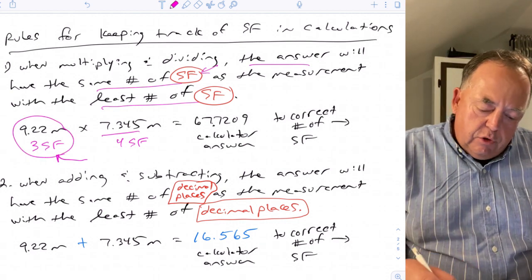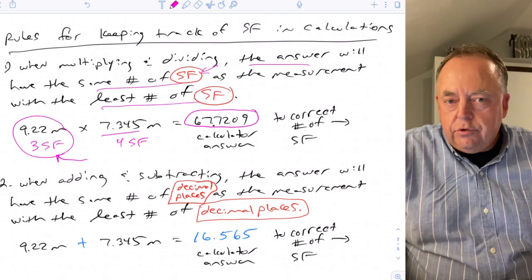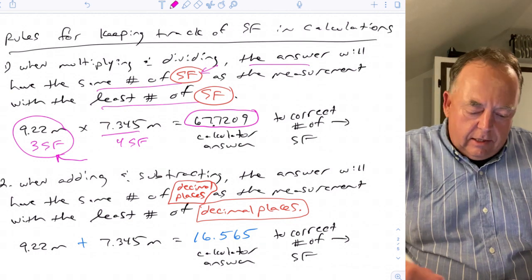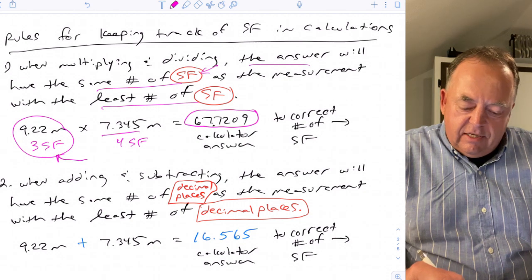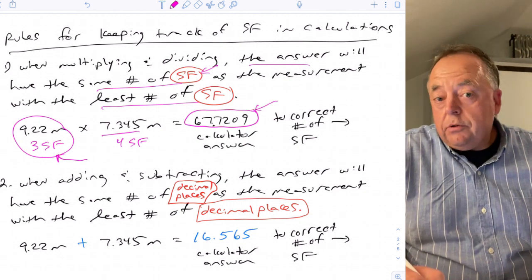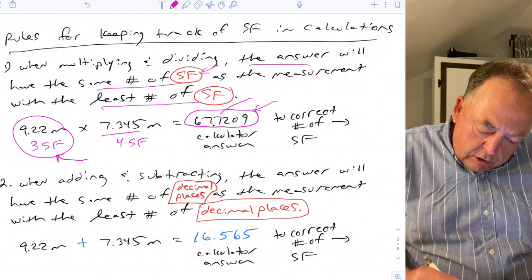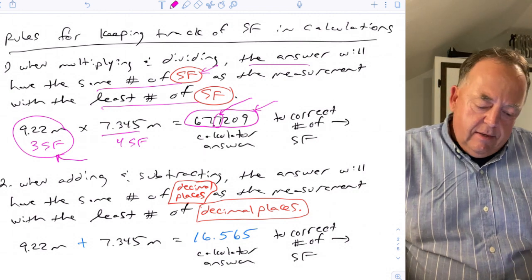So if you plug this into a calculator, your calculator tells you the answer is 67.7209, but you can't report the answer like that, because if you report it like that, you're telling somebody you're 100% confident in the 67720 and you're only guessing at the 9, which is not true, right? You can only report this to 3 significant figures, so that 7 is the last number that counts.